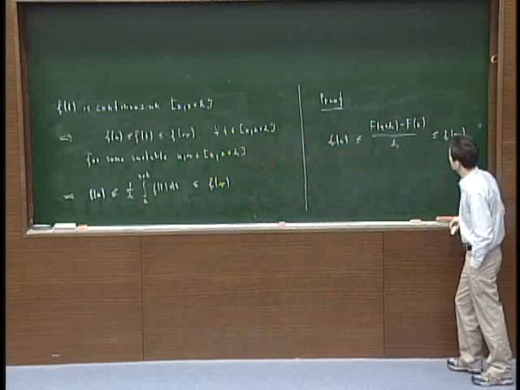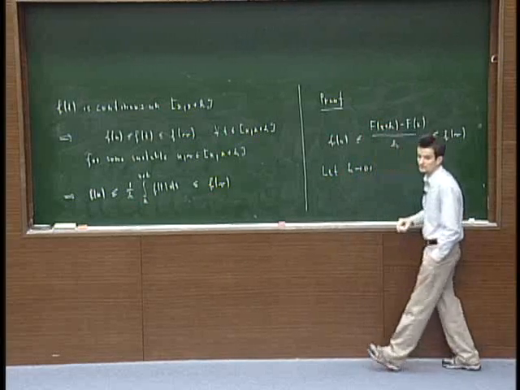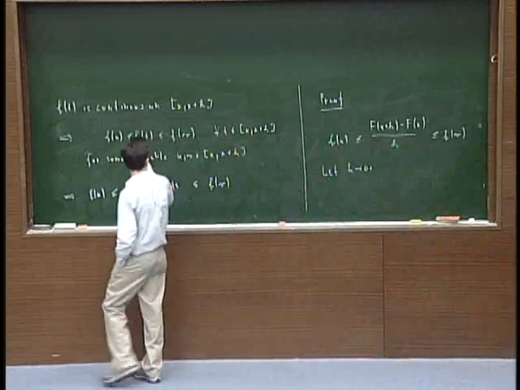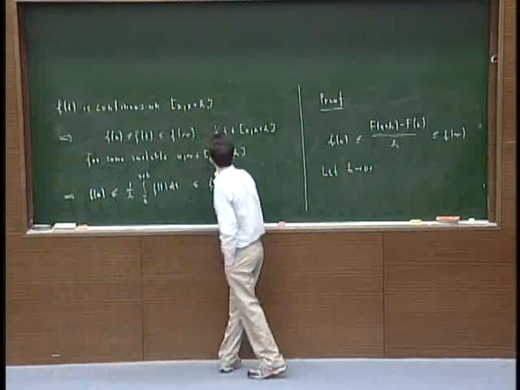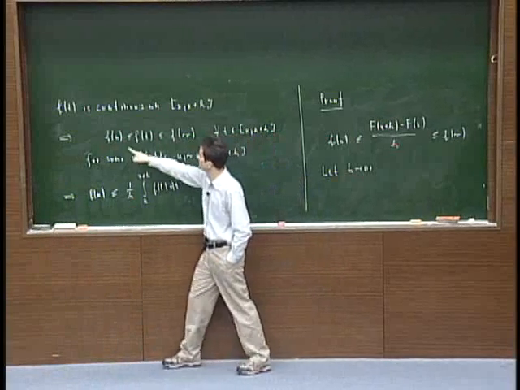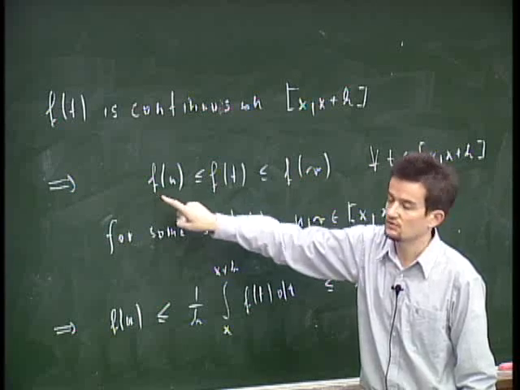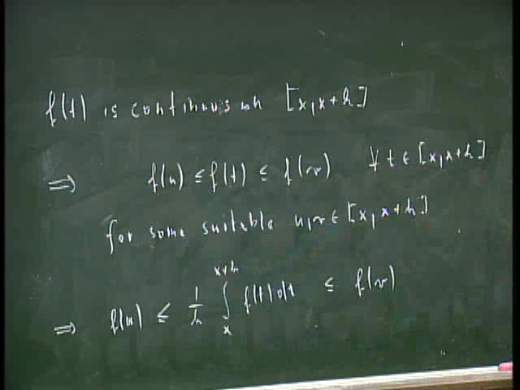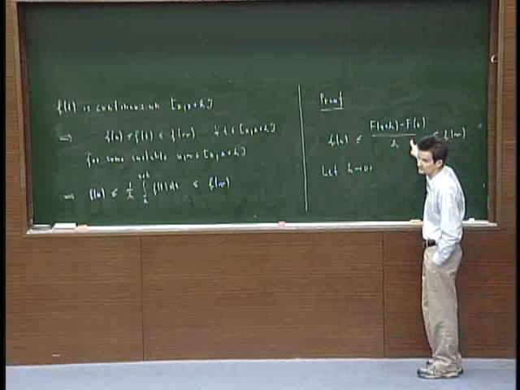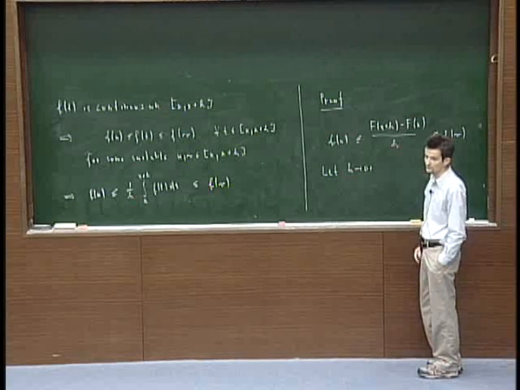Now let h tend to 0 from the right. Because the interval shrinks, it's tending to x. So u and v are both tending to x, but f is a continuous function. So as h tends to 0, this here will tend to f of x, this here will tend to f of x as well. So this limit exists by the squeezing theorem and is equal to f of x. And this is what we want to prove.